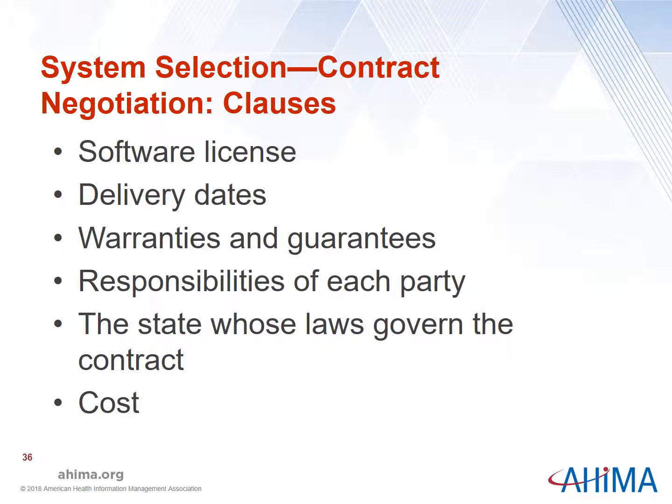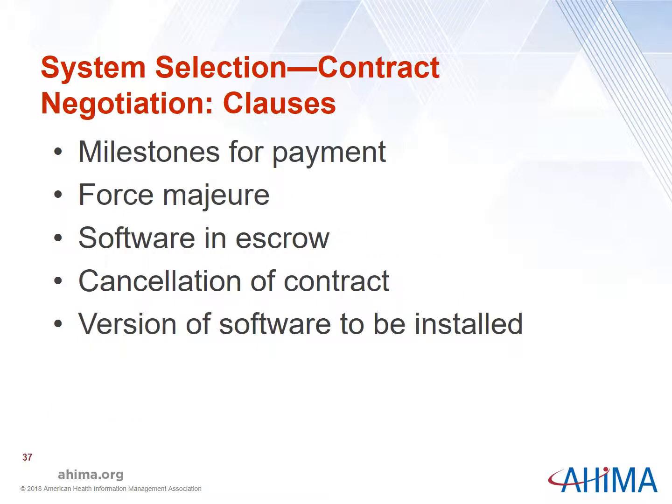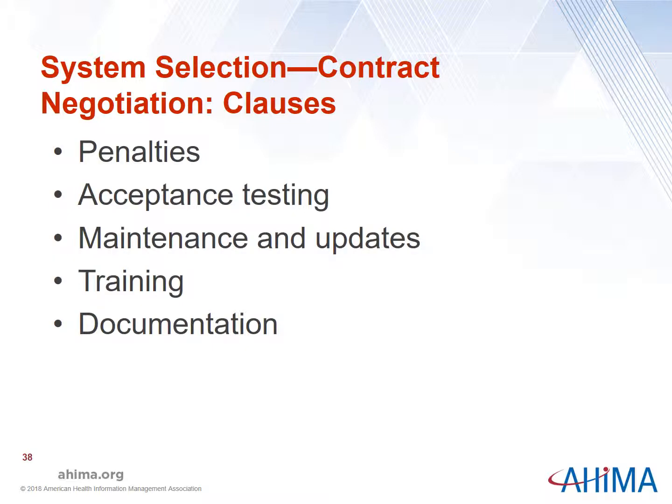There are several clauses to be covered in a contract. These include a software license, delivery dates, warranties and guarantees, the responsibilities of each party, the state whose laws govern the contract, costs. In addition, milestones for payment, a term called force majeure, or think of act of God, software and escrow, cancellation of the contract, and the version of the software to be installed. Finally, penalties, acceptance testing, maintenance and update, training, and documentation.